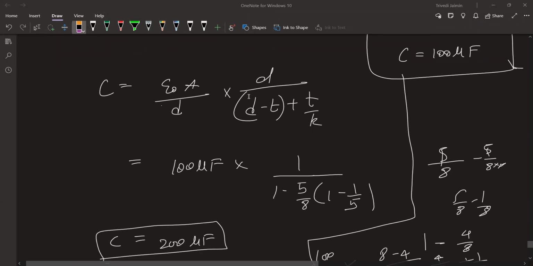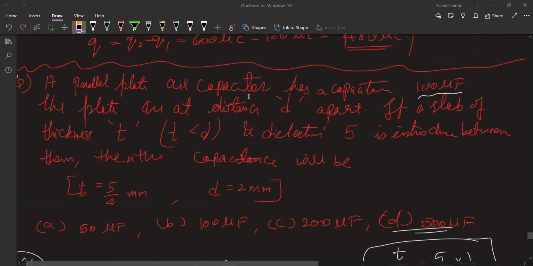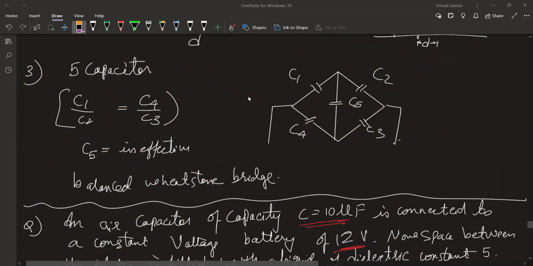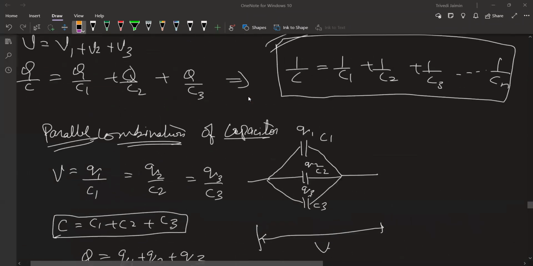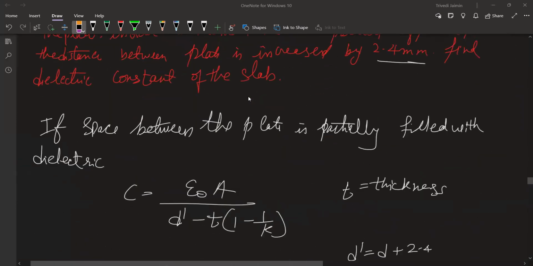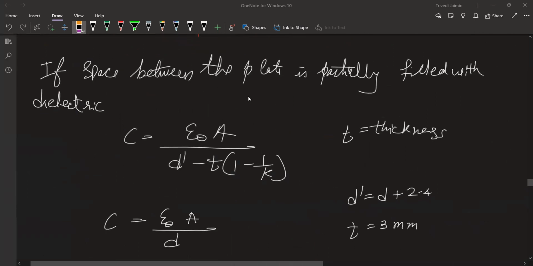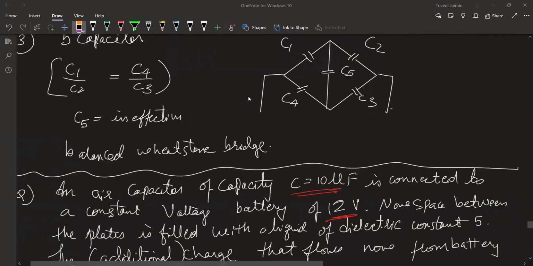Okay. But see, why I use this formula? Because there is a difference, especially when we are using this formula. See, I gave a small note here. Where's the formula here? Let me go there. If the space between the plates is partially filled with dielectric. So here it's partially filled with dielectric. So we are using this formula.